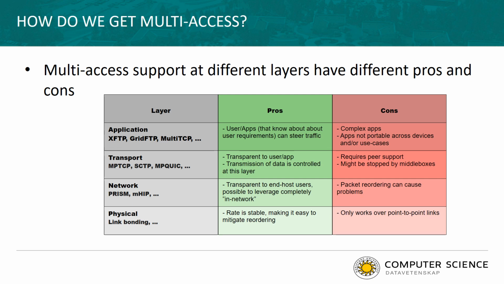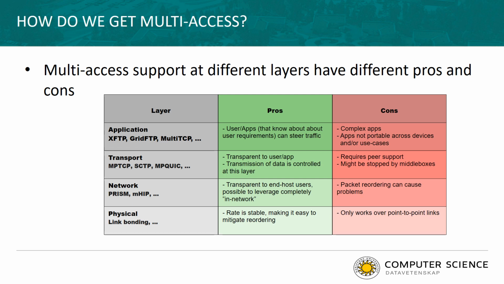One issue with the multipath support at the transport layer is that then, of course, each of the endpoints needs to support it, and it must also be possible to pass this traffic through the network so that you don't have any middle boxes that interfere with the communication if you, for instance, want to extend an existing protocol or bring in a new protocol.